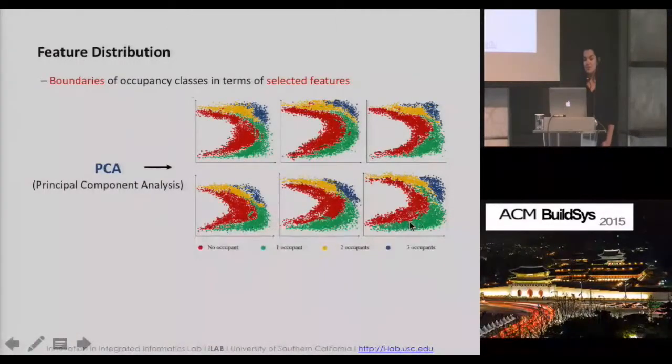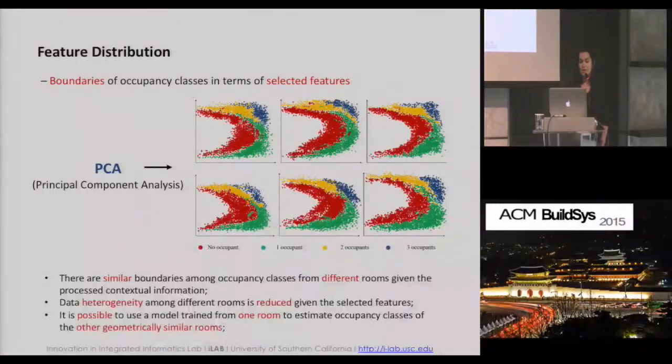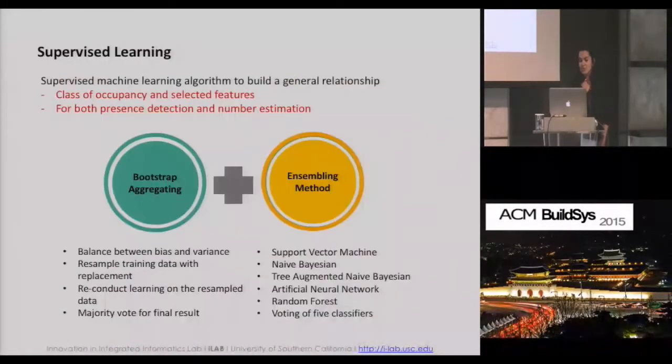So here is the PCA. You can see that there are clear boundaries in terms of occupancy statuses. There were 4 occupancy statuses in these spaces. Nobody is in the room, 1, 2, or 3 occupants. We have concluded that we can use a model trained from one room to estimate occupancy classes in another room.